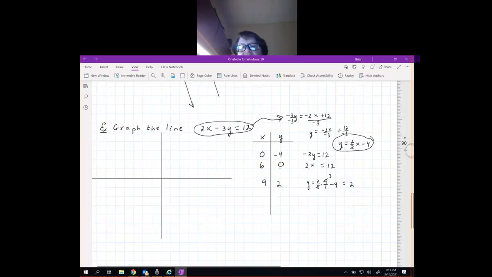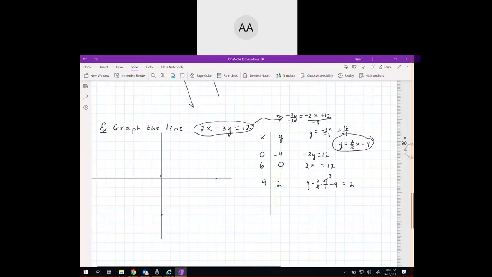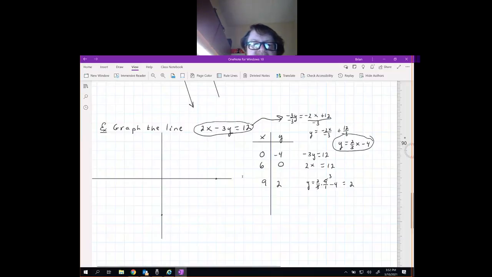So let me put my numbers in. My 0, -4. So I just go down 4 units. Put a dot. 6, 0 gets another dot. So starting at the origin, I just go to the right until I get 6 units. And this 9, 2, I want to check it out to see if it lines up with these 2 points. I hope I have enough room for this. So starting at the origin, I'll go over to the right 9 places, 7, 8, 9. Now I'll go up 2.